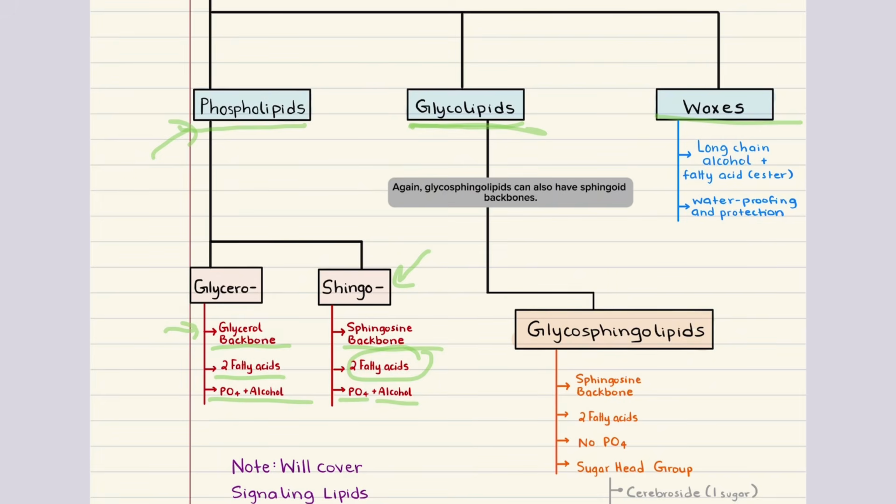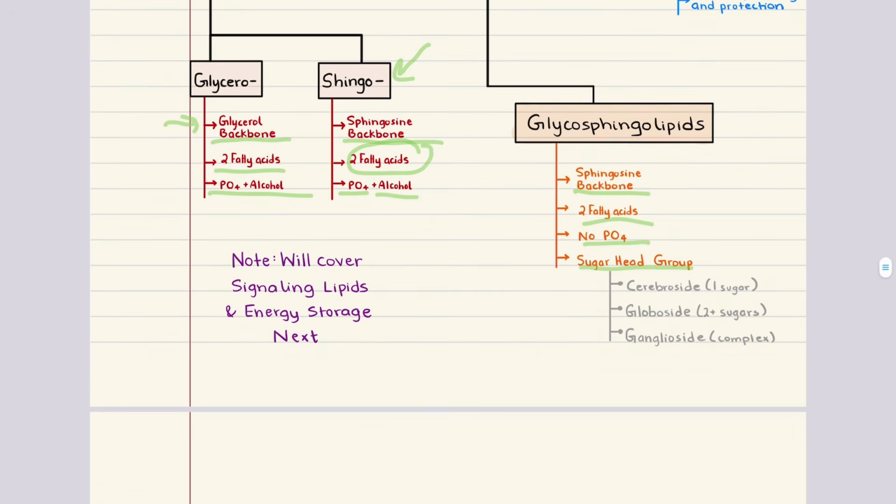Next, we have glycolipids, which are lipids with sugar head groups instead of phosphate. The main type of glycolipids we need to know for the MCAT are glycosphingolipids, and they have a sphingosine backbone, 2 fatty acid chains, and a sugar-based head group with no phosphate. These can be further classified based on the complexity of the sugar. Cerebrocytes have 1 single sugar, globocytes have 2 or more sugars, and gangliocytes have complex oligosaccharides and sialic acid, which gives them a negative charge.